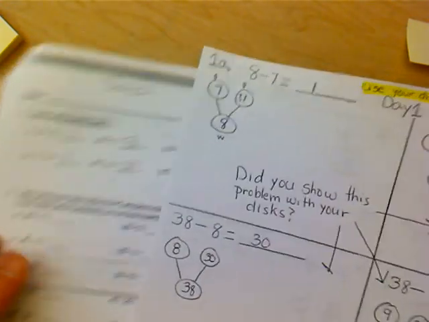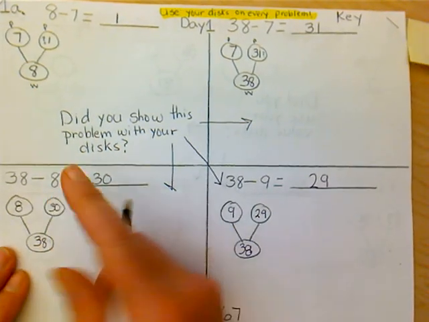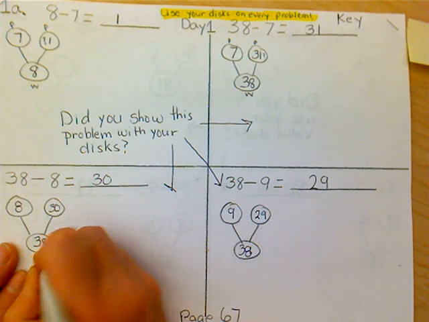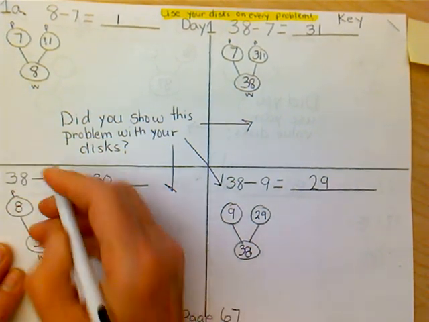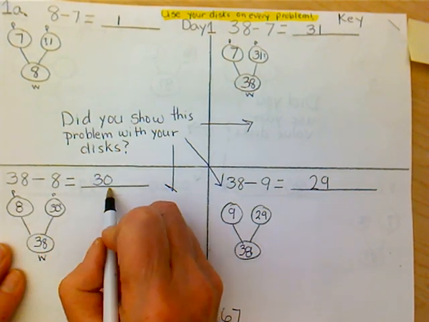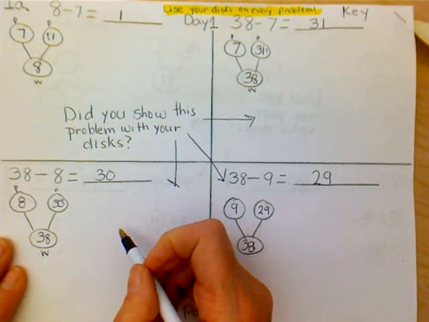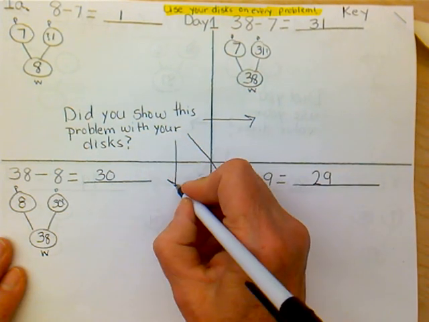Okay, moving down to the next two problems, which would have been these two here. 38 take away 8. 38 was my whole. I was given the part, and I was trying to find out the missing part. So this was my question mark. 38 take away 8 equals 30. And hopefully you used your value discs when you solved that problem as well.